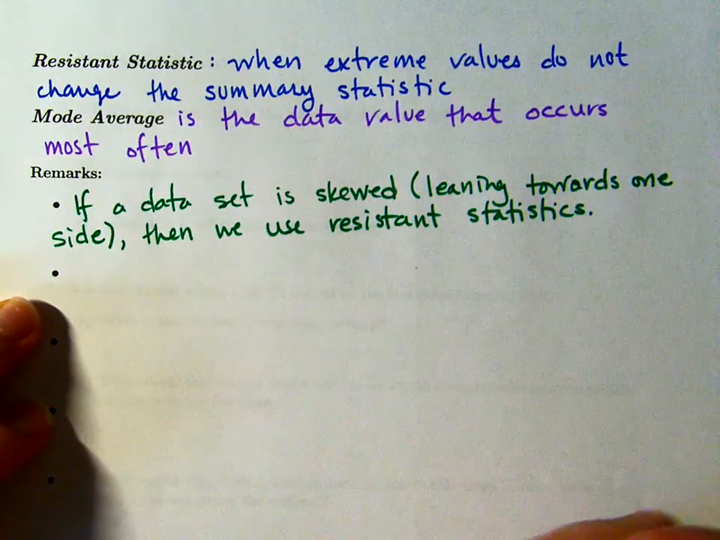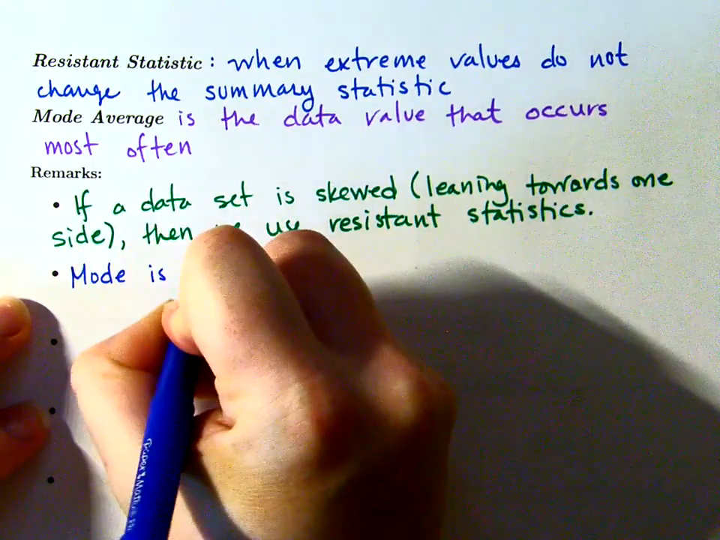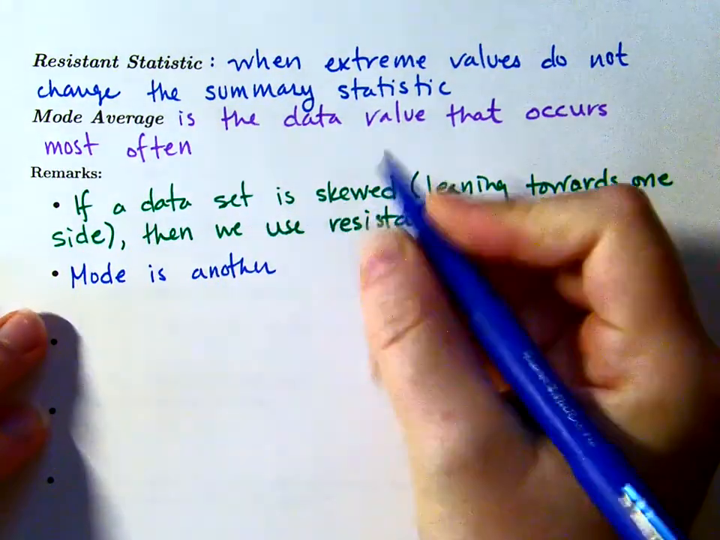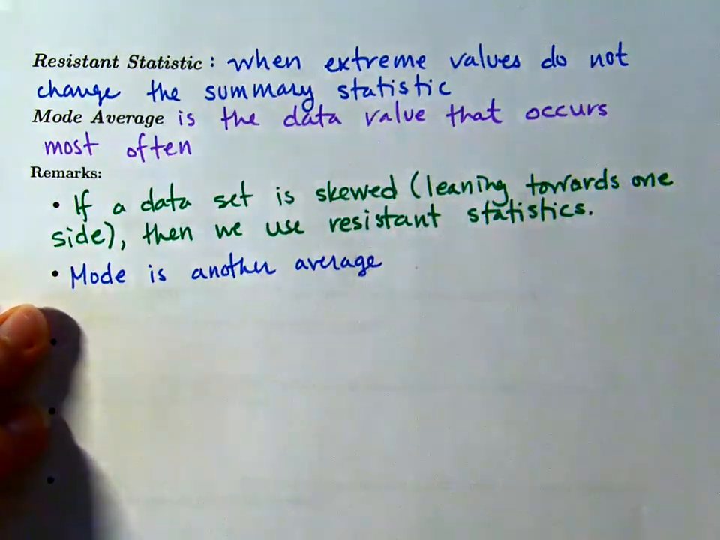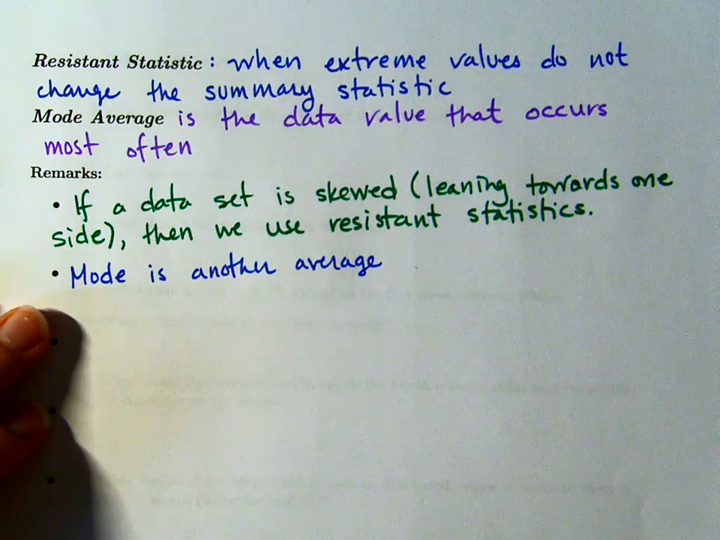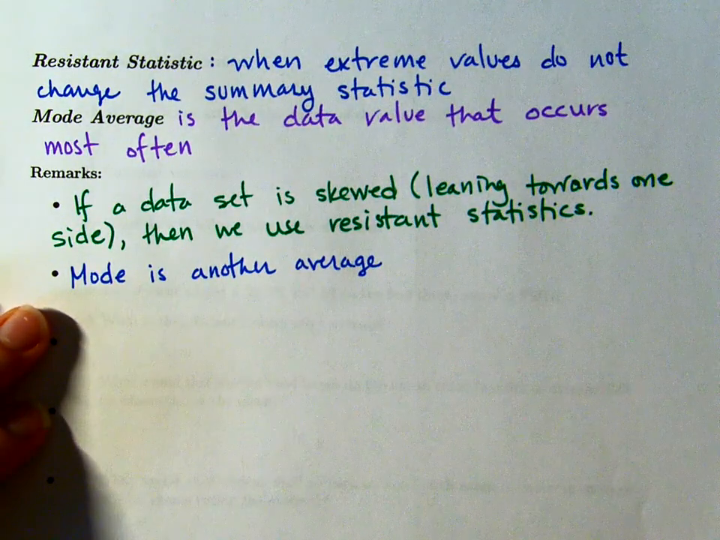Mode is another average. So if people use the word average, it could be any of these three, the mean, the median, or the mode, if they're vague about it. And data sets can have more than one.